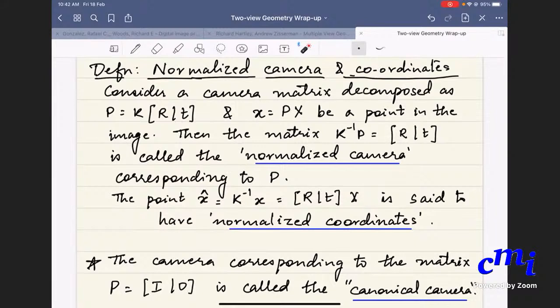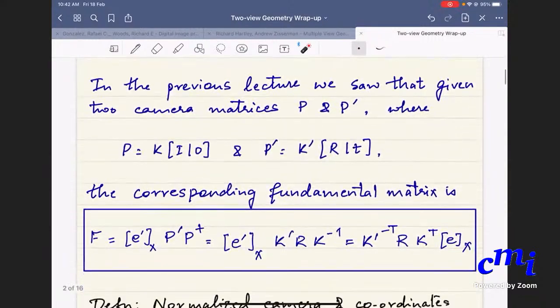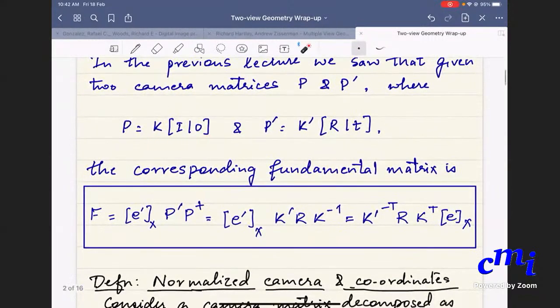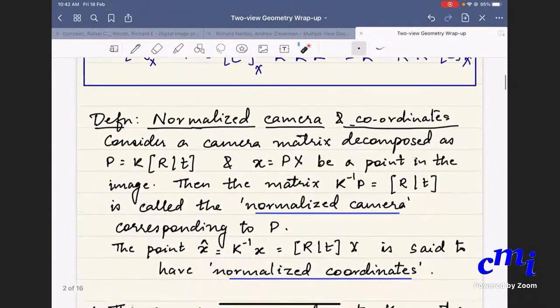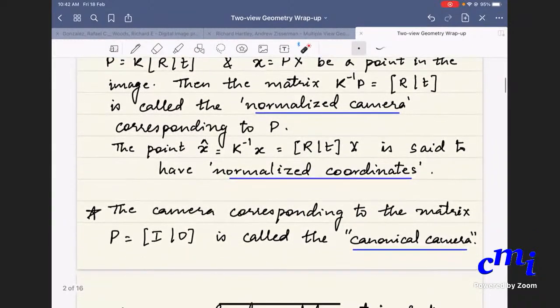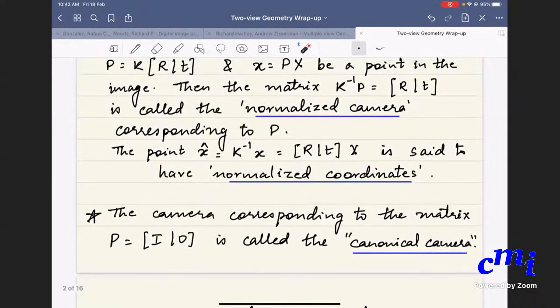In particular, if we look at this special camera, which is centered at the world origin and has its axes aligned with the world axes, then when you normalize that camera, the resulting camera is called the canonical camera. In that case the camera matrix is simply this much, right? Even the K is gone and only this much remains. This is called the canonical camera. It's just names for reference.